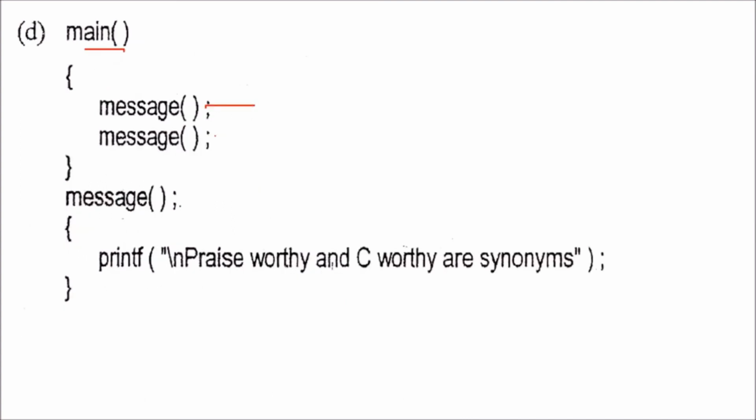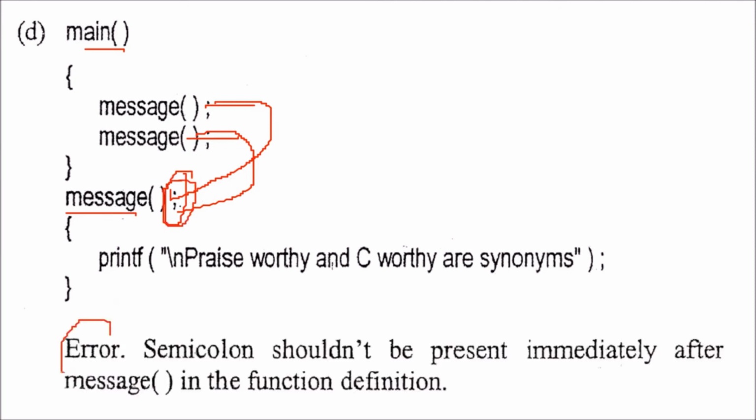Now we have main. You are having two messages. So first this will be called, then again this will be called. So what will be the situation? The situation is this semicolon. Whenever we give a function definition, we don't put any semicolon. So the error is a semicolon.